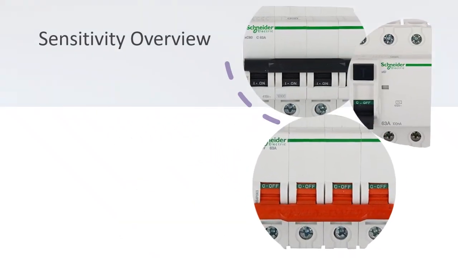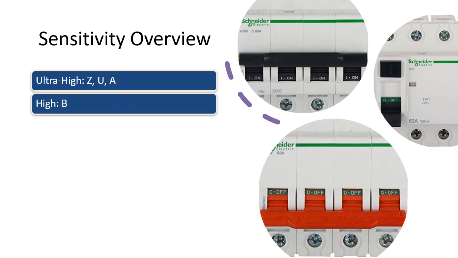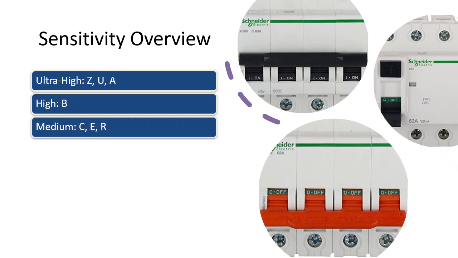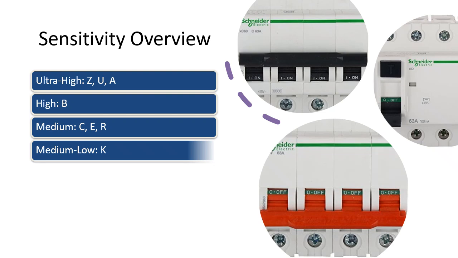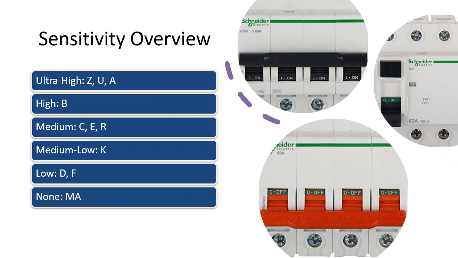Sensitivity overview. Here is a simplified view of sensitivity levels. Z, U, and A curves are ultra-sensitive. B curves are high sensitivity, followed by medium types like C and E. K, D, and F handle higher surges. MA has no overload sensitivity, and S curves are intentionally delayed for backup coordination.